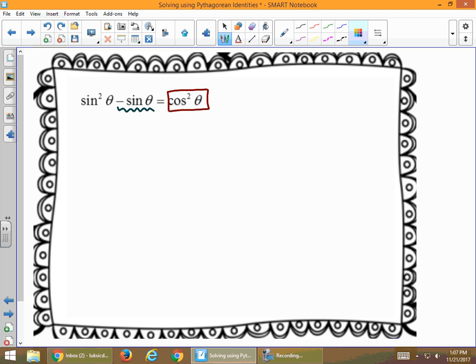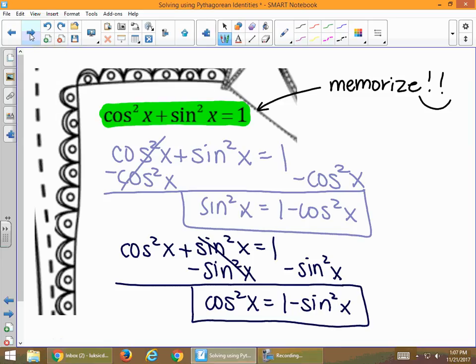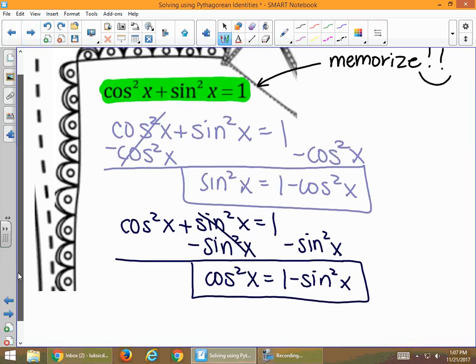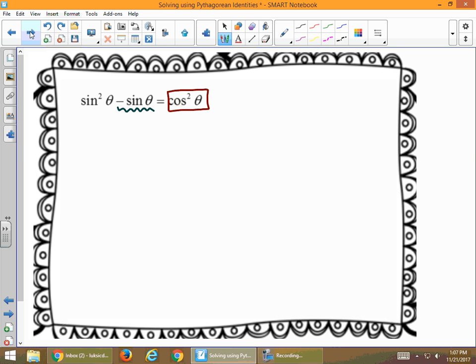So flip back on your pretty notes, and let's figure out what I can substitute in for cosine squared. Cosine squared is the same as 1 minus sine squared. So that's what I'm going to plug in instead of cosine squared. Everything else in the equation is going to stay the same.